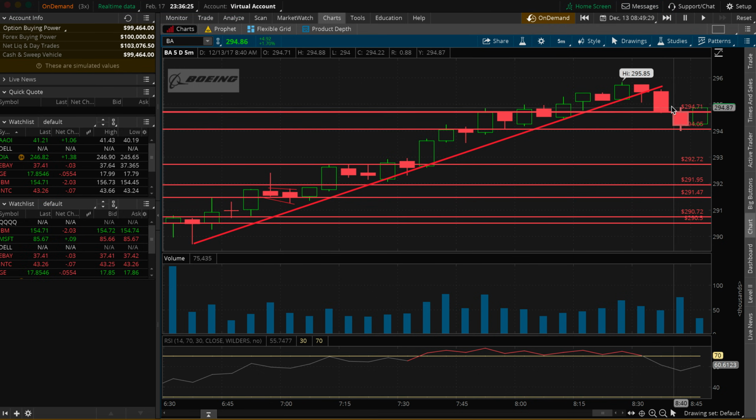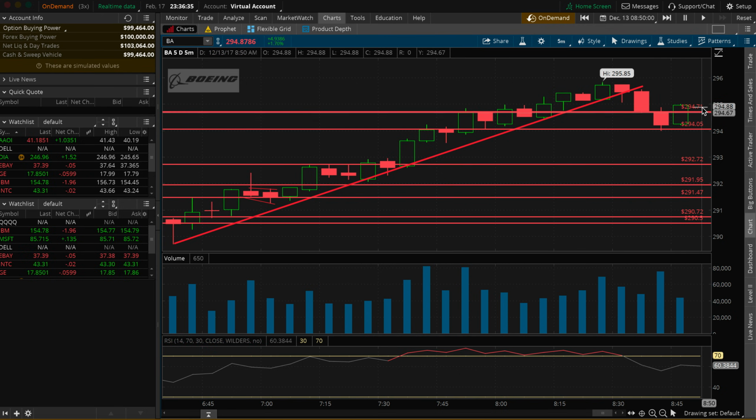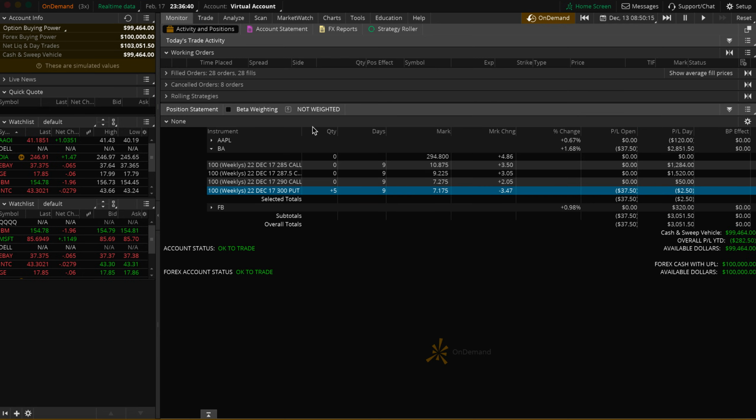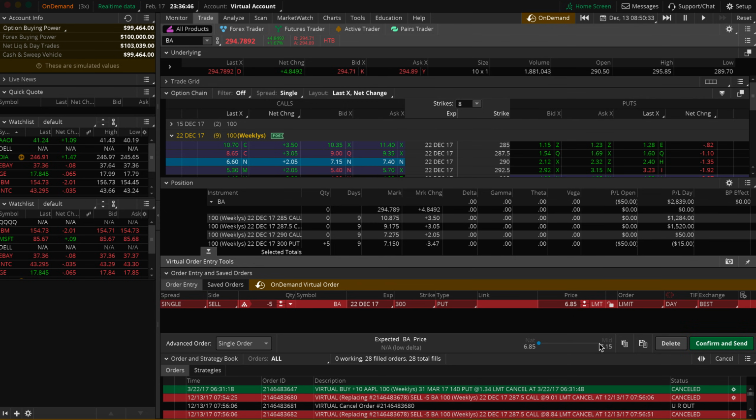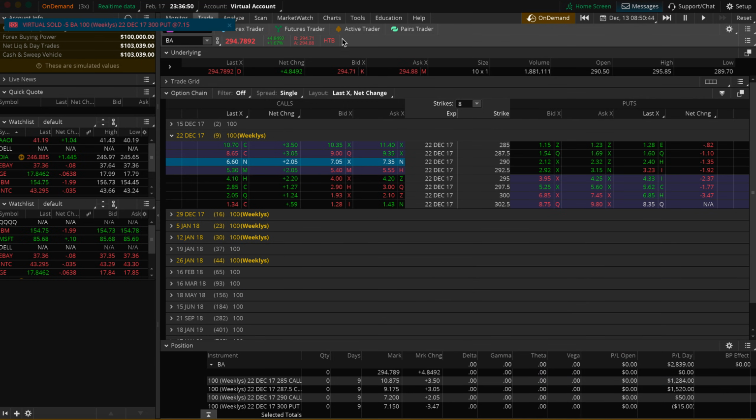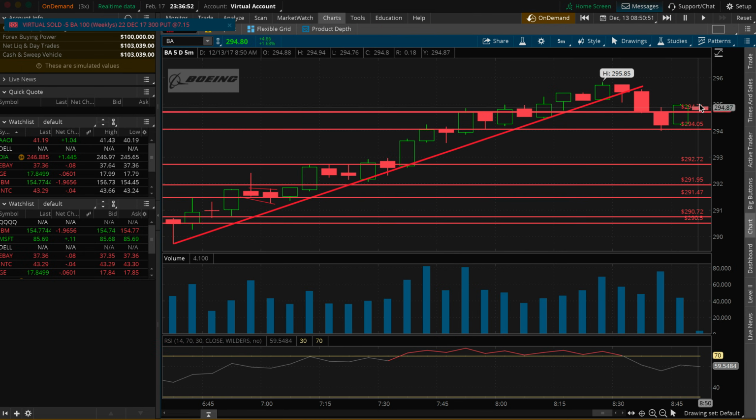All right, now it's breaking through this resistance. So if it closes above this, then I'll get out of my puts because this is our stop loss right here. This resistance line, if it closed above that. So I'm going to grab my puts. $37 loss. And I'm going to get out of that because it closed above there.